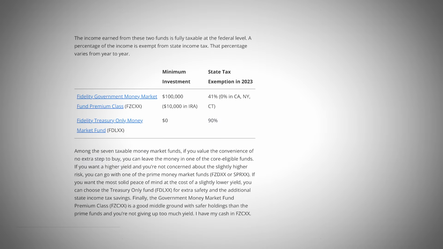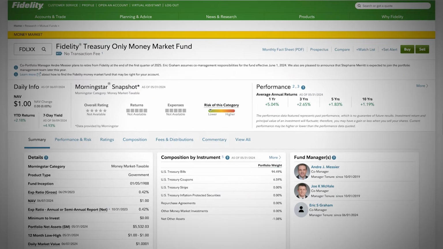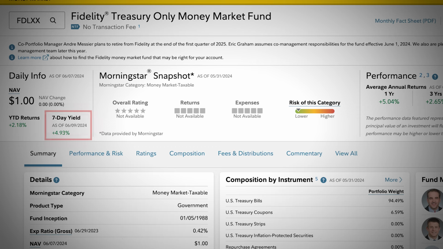But another option, if you are in a state with high income taxes that you actually might be interested in because you can still get a great yield from it, would be the Fidelity Treasury Only Money Market Fund, ticker FDLXX, because the majority of its interest earned is exempt from state taxes, and the current yield is 4.93%, which would be much more beneficial for you than other municipal money market funds, but you're still going to have to buy and sell it like a mutual fund, so it's not ideal.